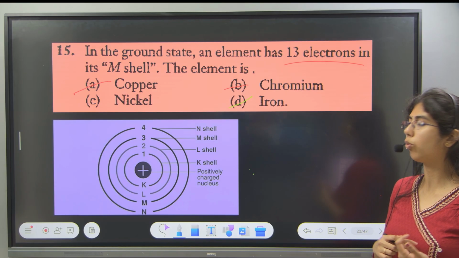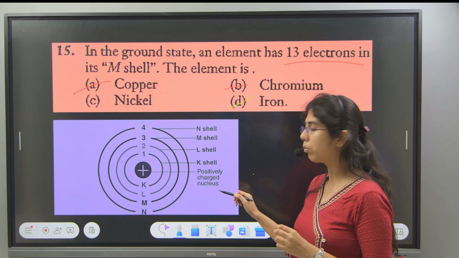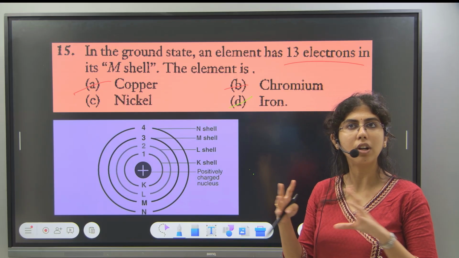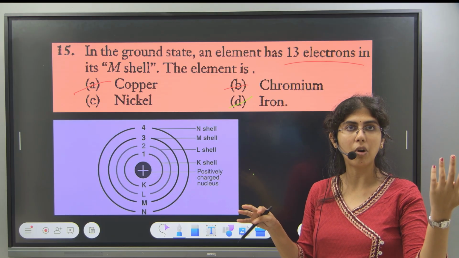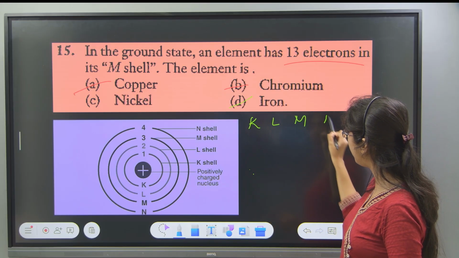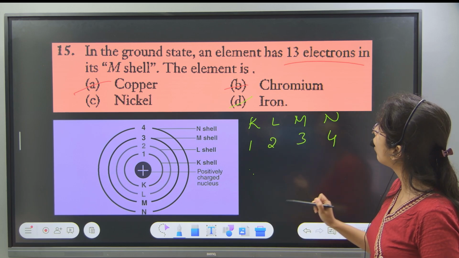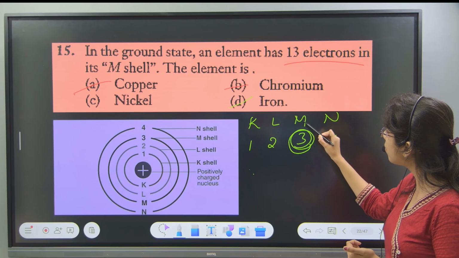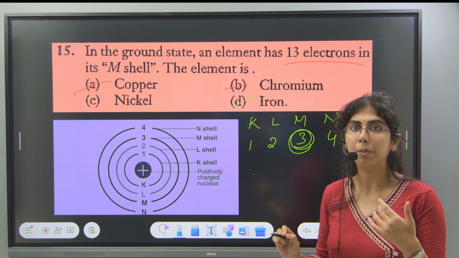M shell means what? To help you, we have kept this diagram over here. The quantum mechanical model tells the shell as 1, 2, 3, but the older Bohr's model used to tell it as K, L, M. So K, L, M, N is equivalent to 1, 2, 3, 4. Now they're asking the number of 13 electrons in M shell, which means the third principal quantum number, 3.